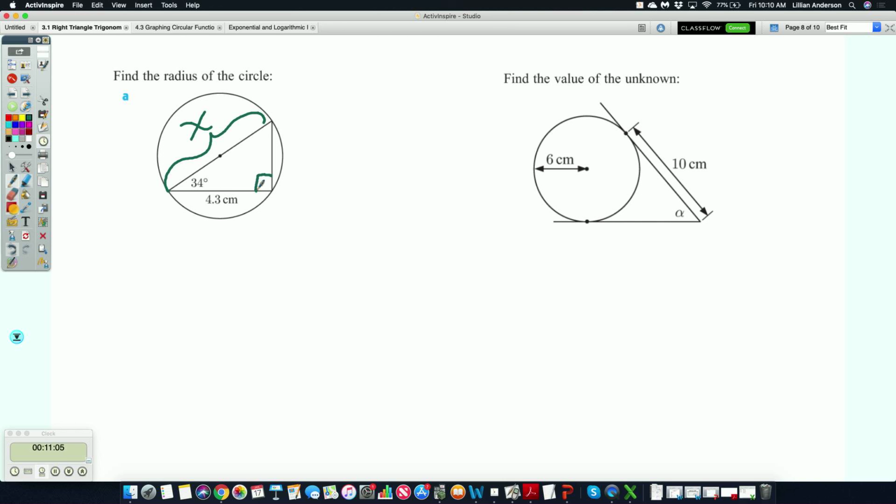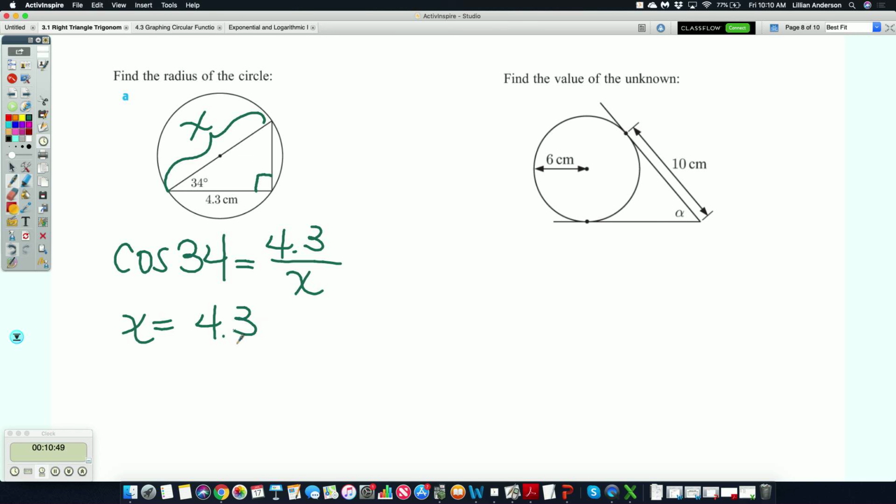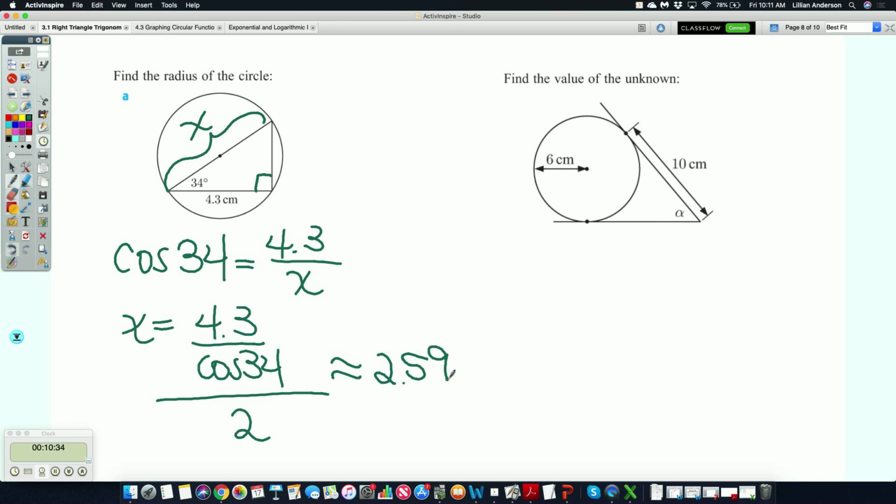Which trig ratio am I going to use to solve for x? Cosine. So it's going to be cosine of 34 equals adjacent 4.3 over hypotenuse x. Multiply or divide? Divide. 4.3 by the cosine of 34, and whatever that answer is, I'm going to have to divide that answer by 2. Did you guys do that? What'd you get? 2.59 centimeters.